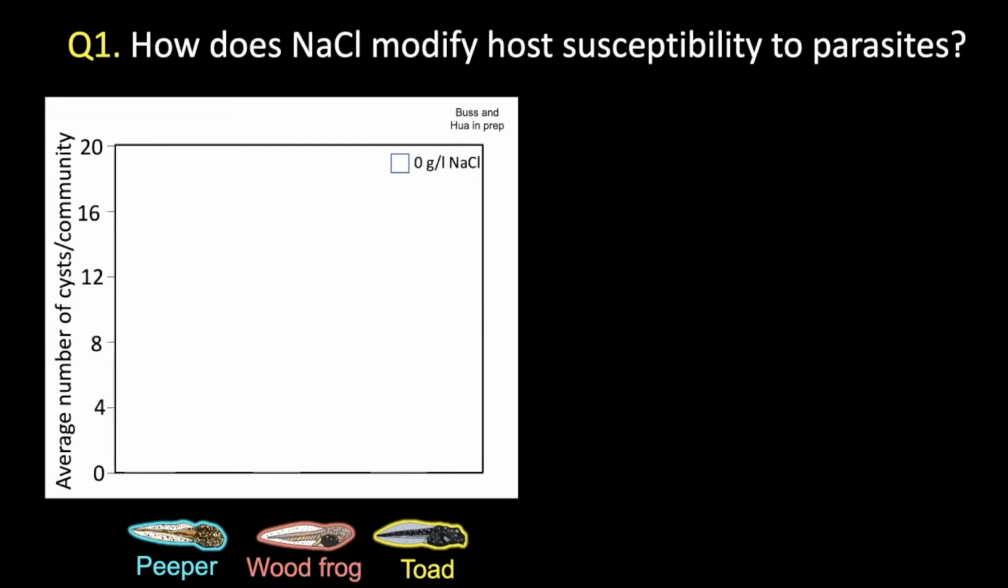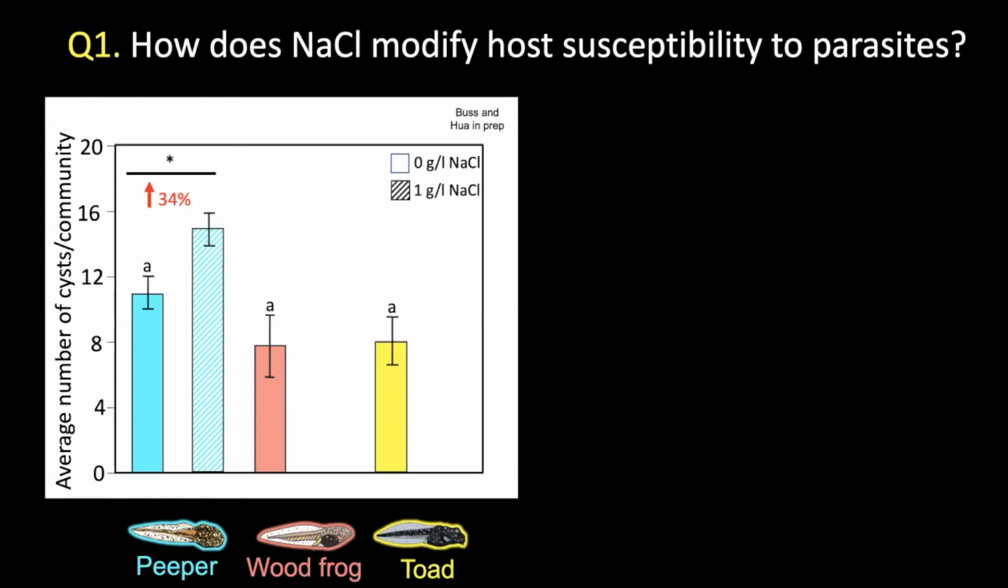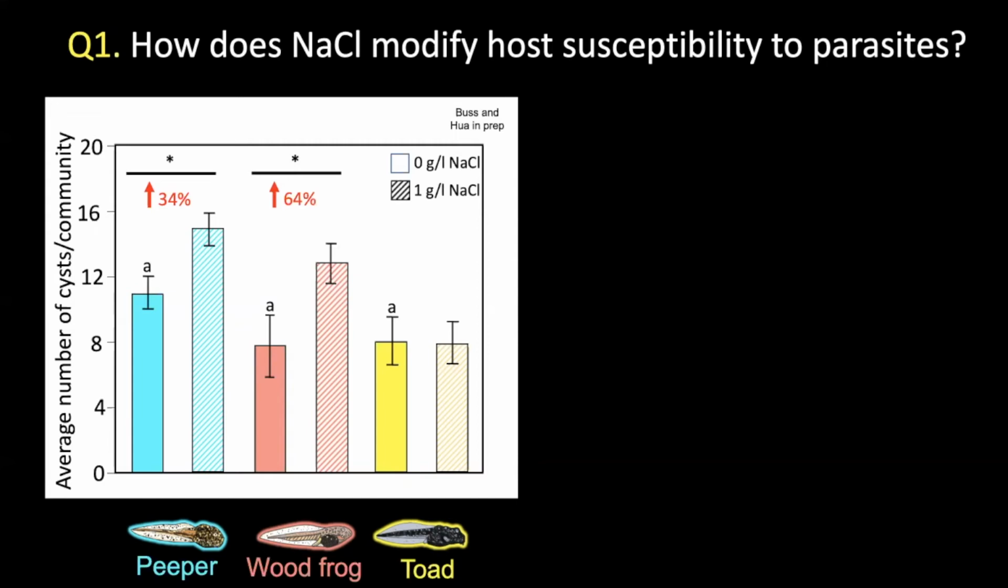What I'm going to show first are the species in the absence of salt. What you can see is that when salt is not in the water, peepers, wood frogs, and toads were all similarly susceptible to the parasite. In contrast, in the presence of salt, we found that peepers became 34% more susceptible to parasites. Wood frogs became 64% more susceptible to parasites, so similar to that original study. And then for toads, we found no difference. Toads were similarly susceptible in the presence or the absence of salt.